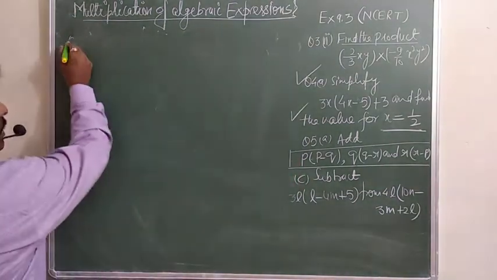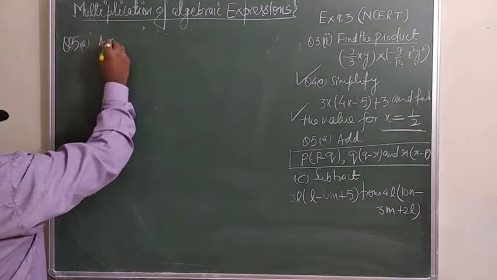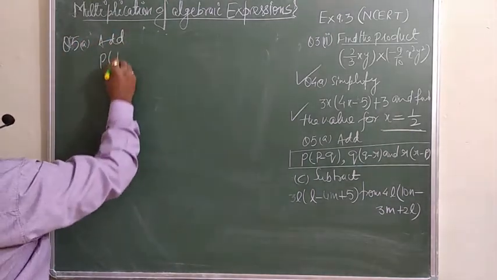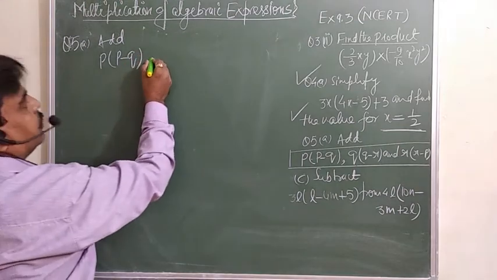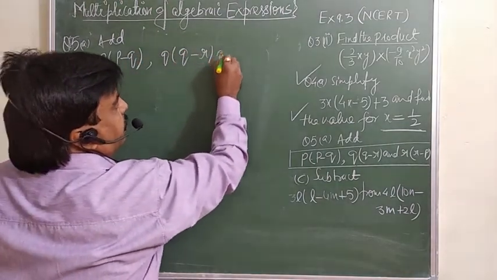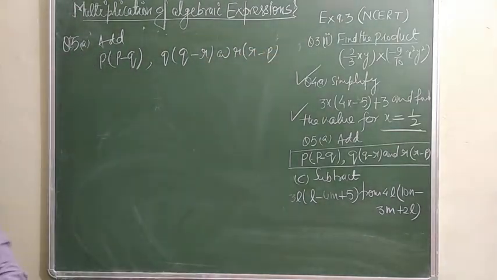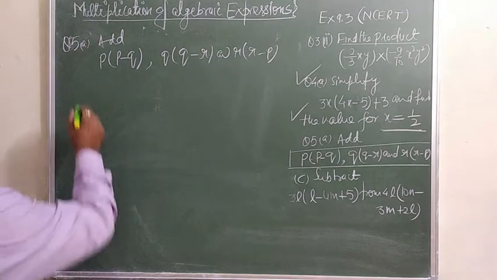So you want to add this one. Question number 5 A part, add P minus Q and Q minus R and R minus P. We are going to apply the horizontal method here. See now, solution.